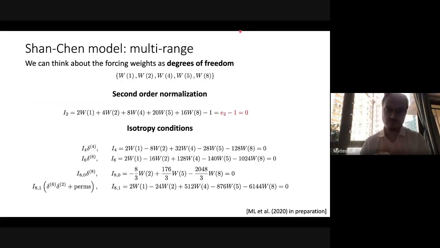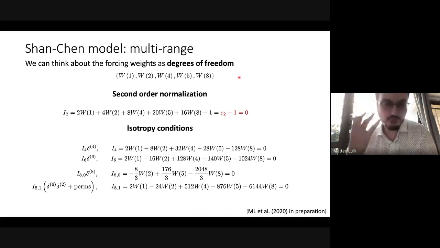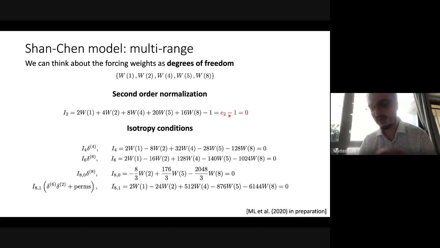So an important point of view that one can use is that the weights can be thought of as degrees of freedom, in a sense. What you typically do to get the values of the weights is impose the second order normalization, which is however arbitrary in a sense. It's a common choice, it's a useful choice, but it's still a choice.